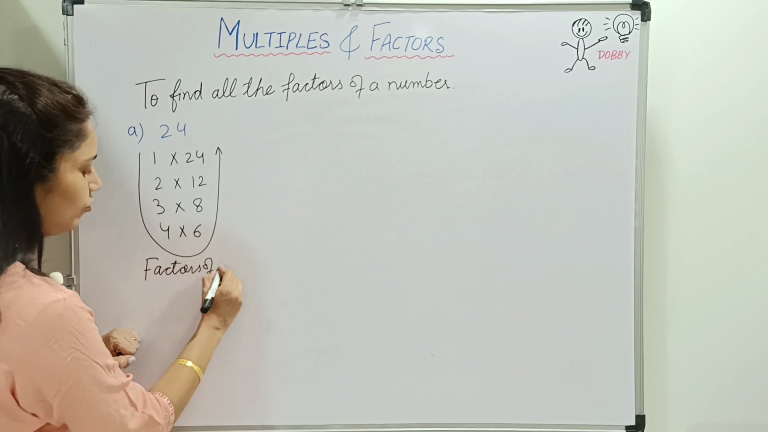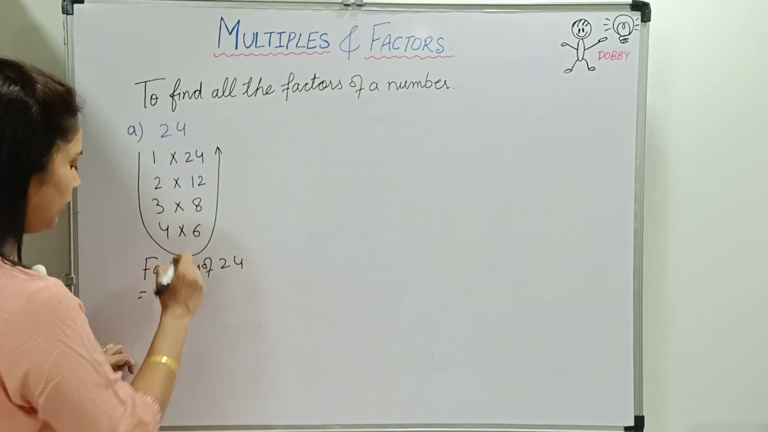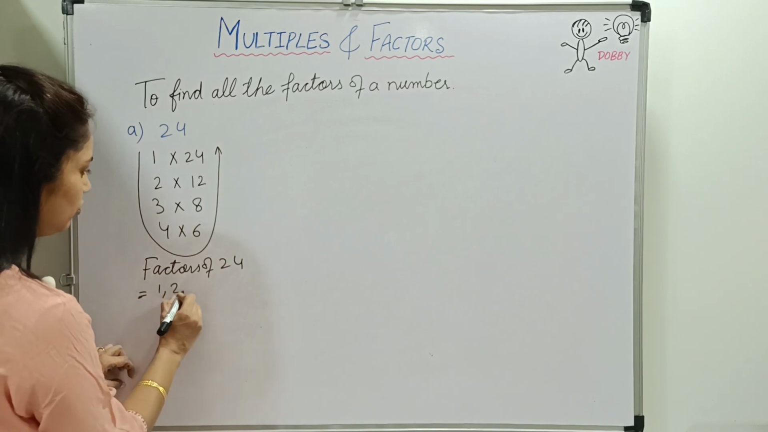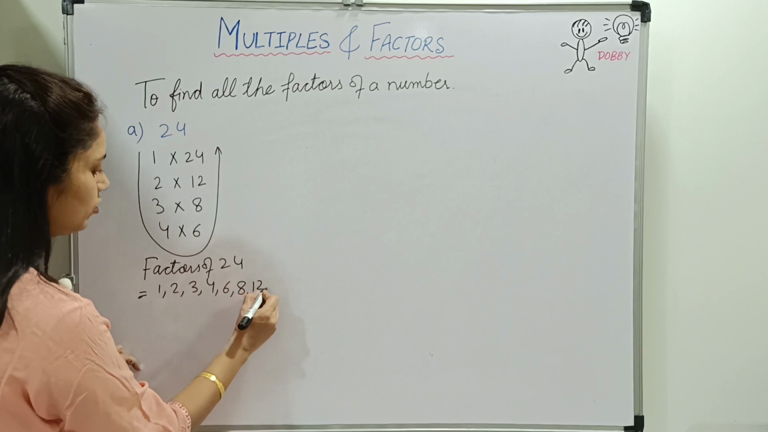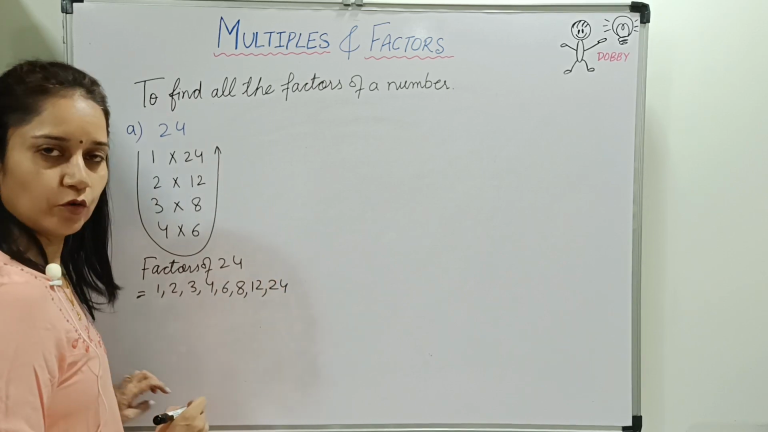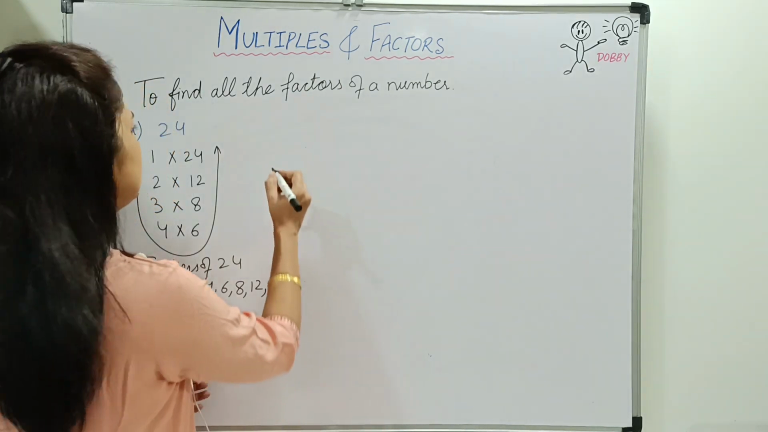Factors of 24 equals, we are going to write it in increasing order: 1, 2, 3, 4, 6, 8, 12 and 24. So these all are the factors of 24. Now going to the next, let us take the next number.